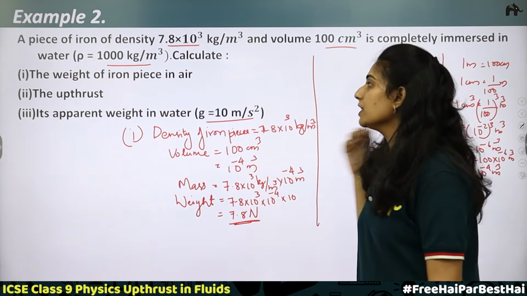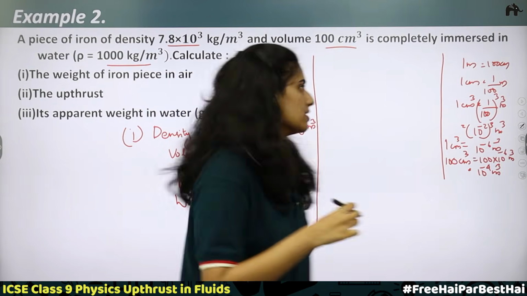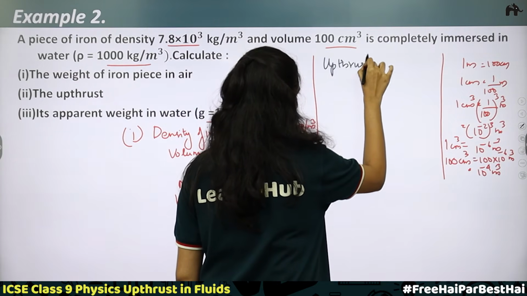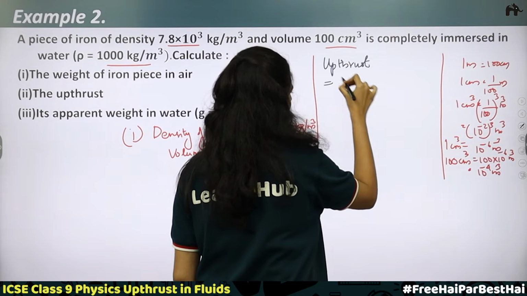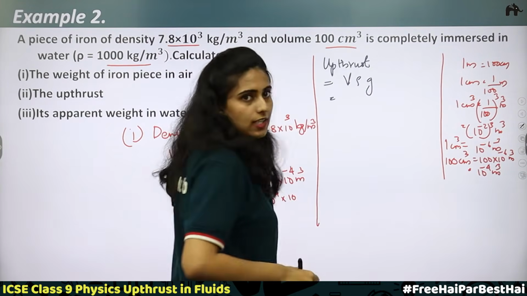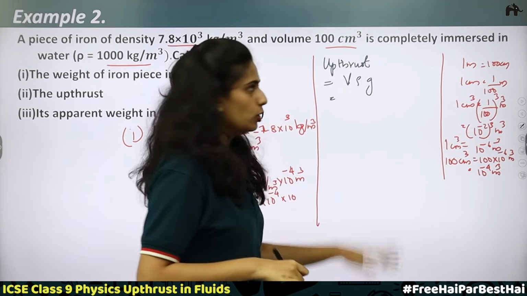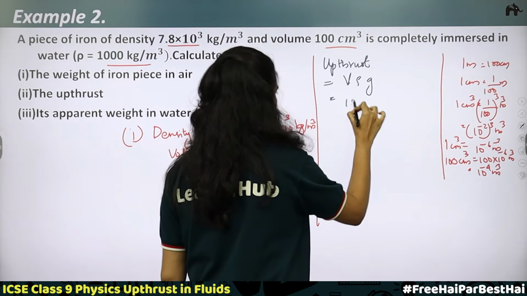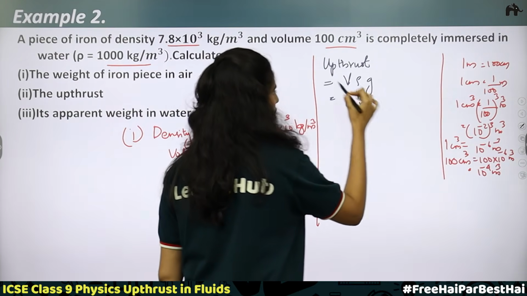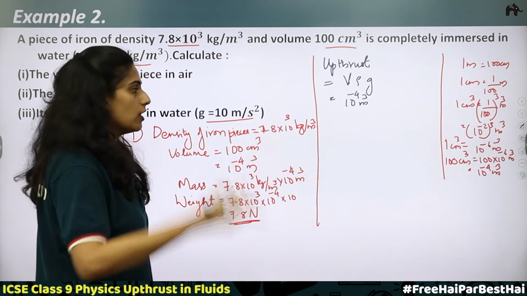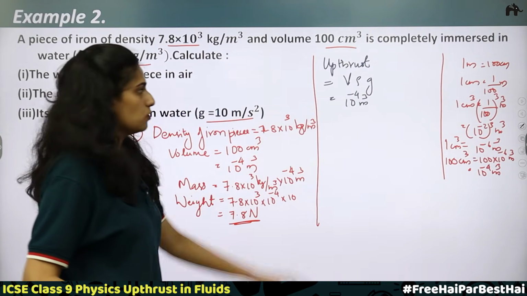Now, the second part of the question, we have to find what is the upthrust. How to find upthrust? What is upthrust? Upthrust will be equal to V rho g. That is volume of water displaced, density of water and acceleration due to gravity. Here volume of water displaced is 10 raised to minus 4 meter cube. Why? Because the volume of iron that is submerged will be equal to the volume of water that is displaced, therefore 10 raised to minus 4 meter cube.